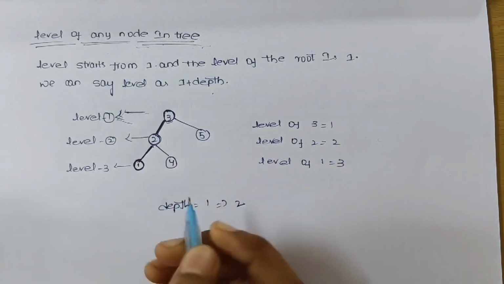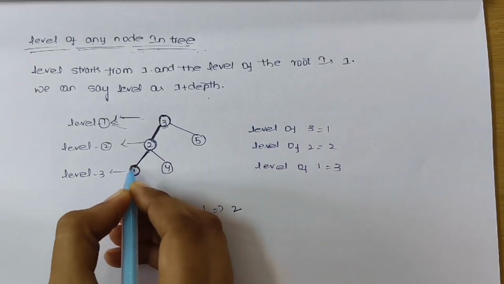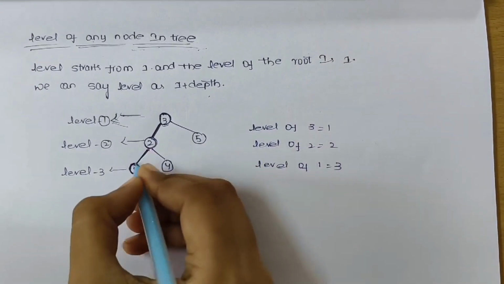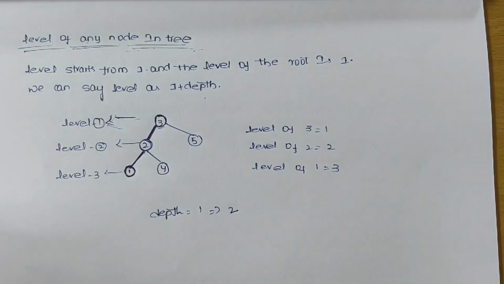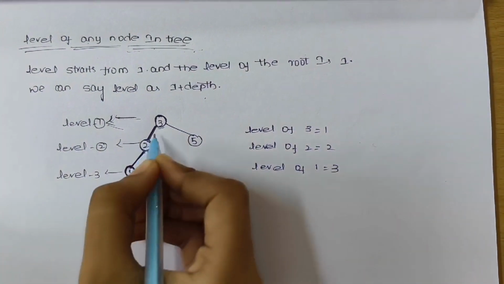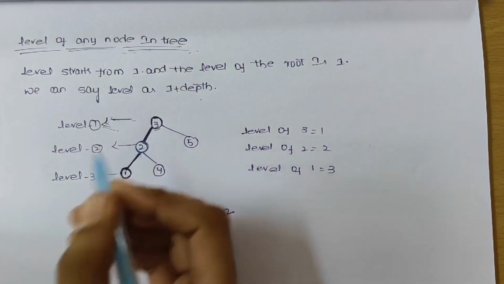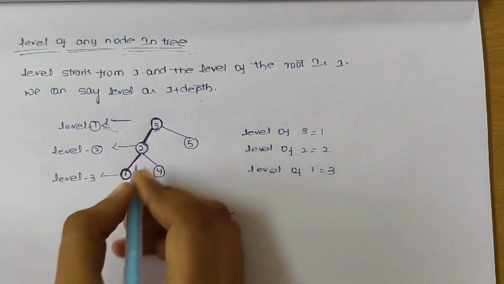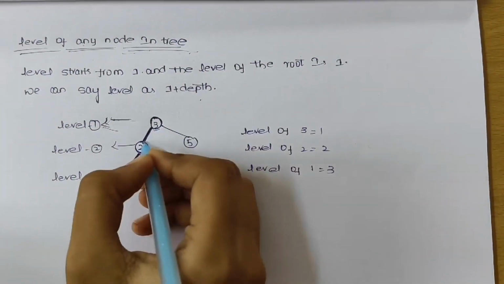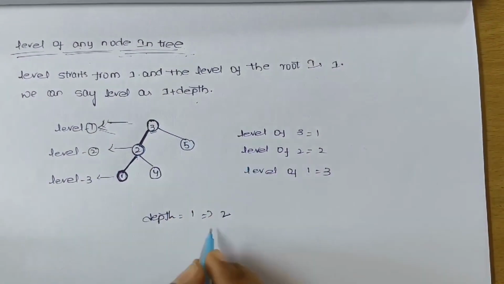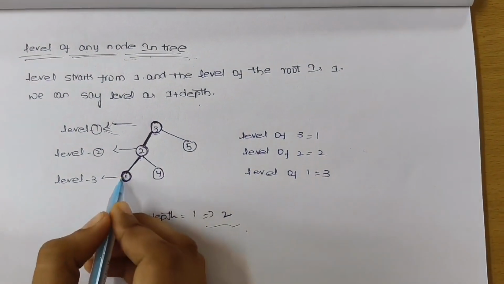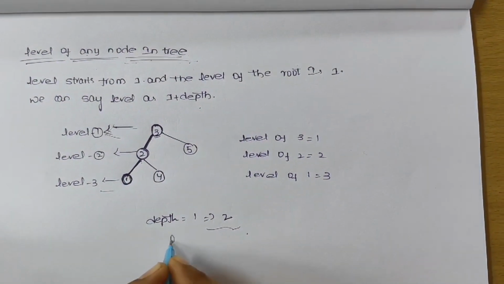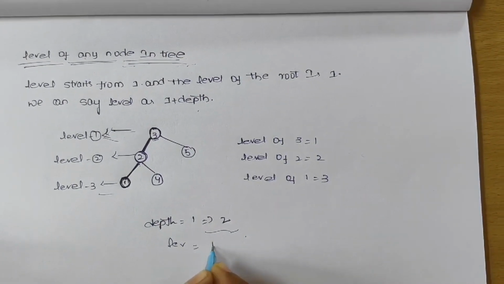So take the example of 1. To find the depth of 1, we move backwards. The depth of 1 is the number of edges from the back side. So here we have 2 edges from 1 to 3, that is, edges from the leaf node to the root node. So the depth is 2. And the level of 1 is 3 because level equals 1 plus depth.